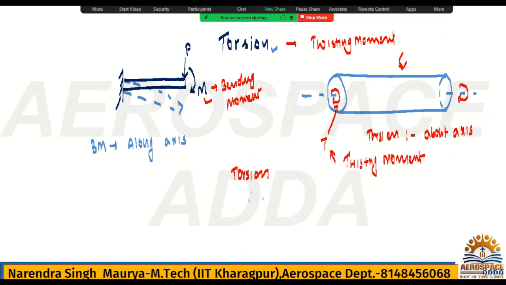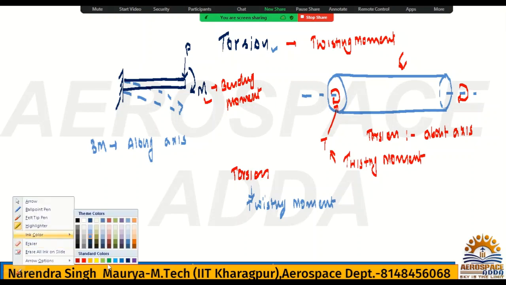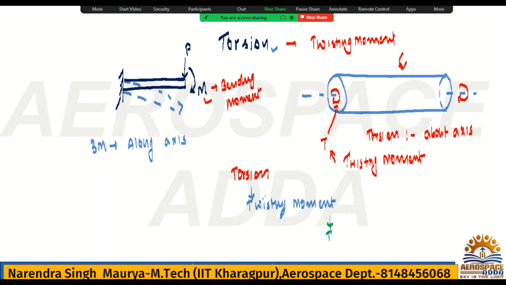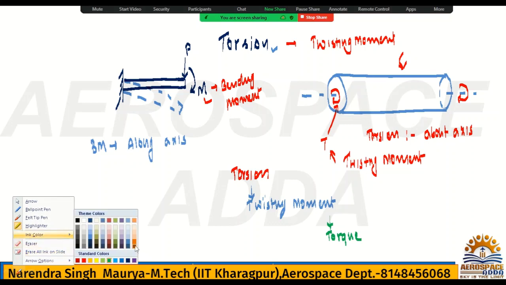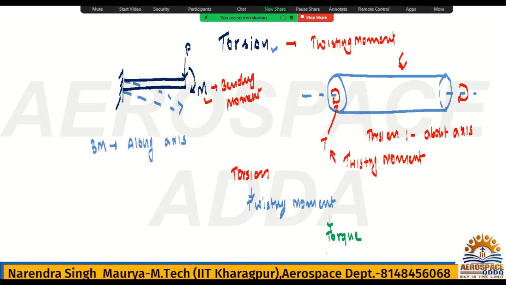Torsion may also be called twisting moment. It may also be called torque. It may also be called axial couple. So these are the different names.